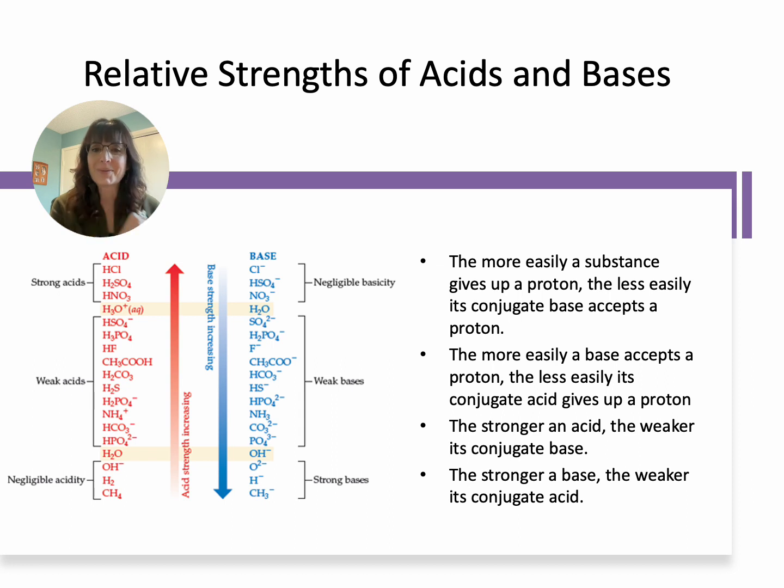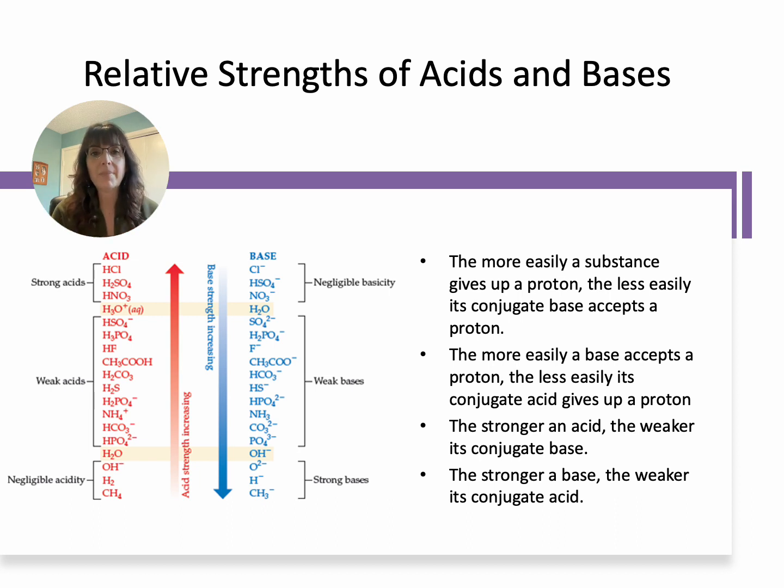So let's discuss the relative strengths of acids and bases. The more easily a substance gives up a proton, the less easily its conjugate base can accept a proton. So let's just think about the strong acids. HCl, we know, loves to give away an H. Well, its conjugate base is a Cl negative. Because hydrochloric acid loves to get rid of the proton, that chloride is not going to be very likely to accept a proton. So they're opposites.